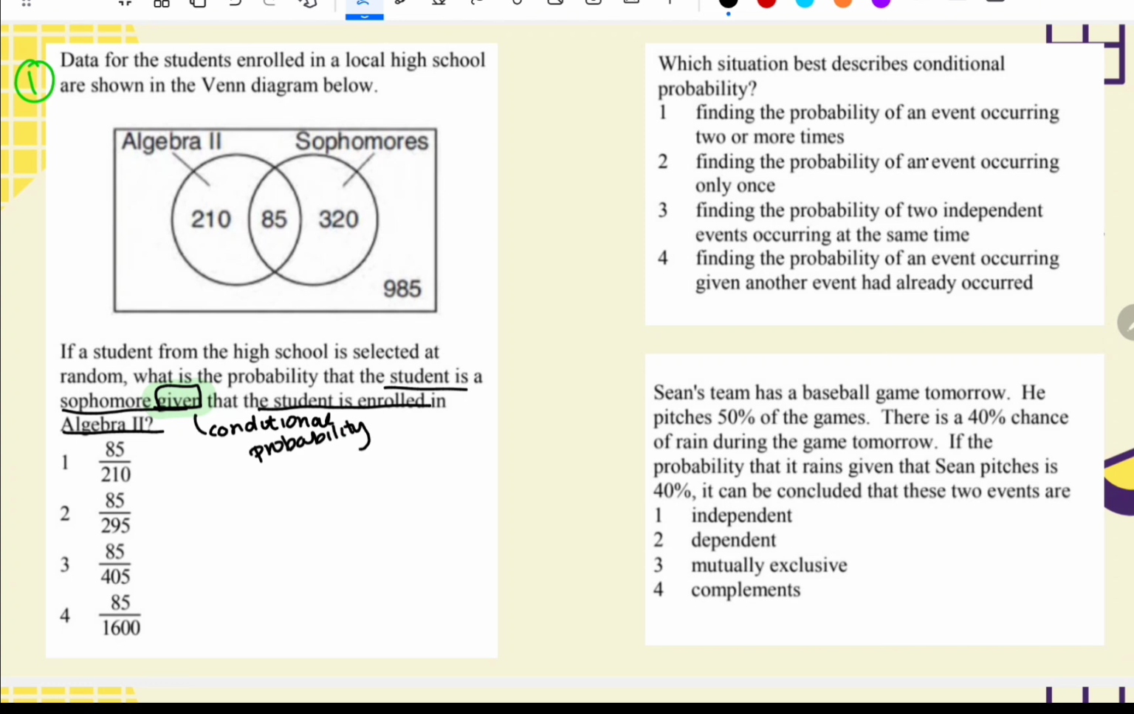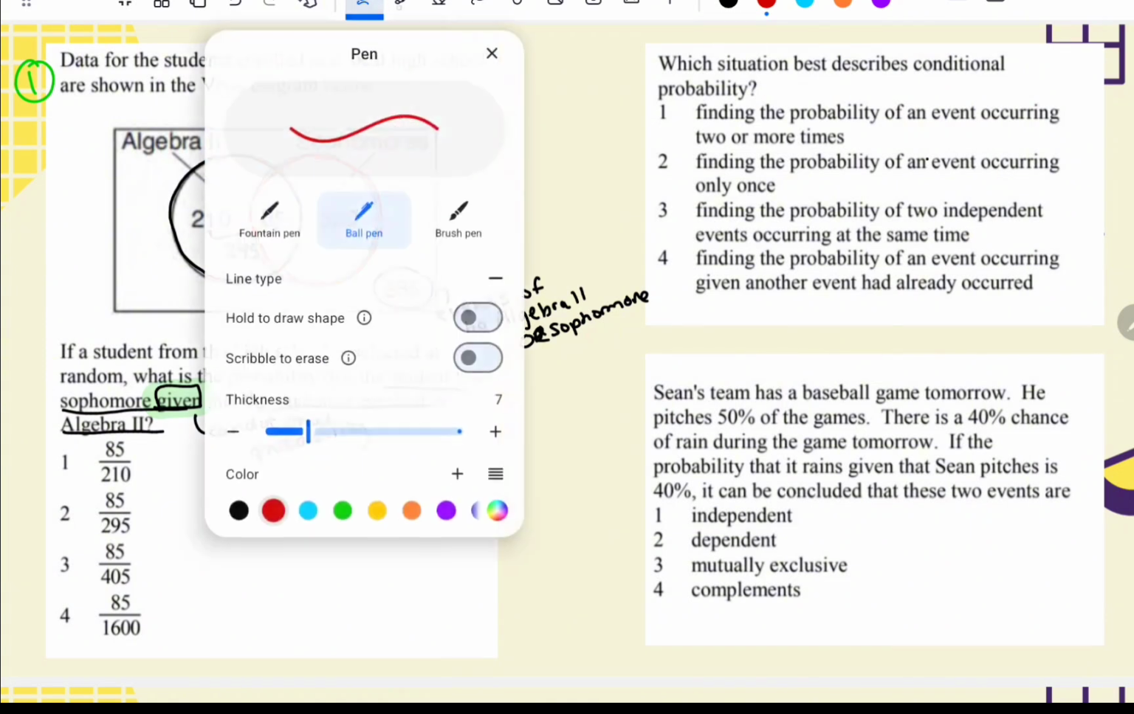So, we look back into our Venn diagrams. The number right here is the events of no Algebra 2 and no sophomore. They are either not Algebra 2 students or not sophomores. So that's the first part. This part symbolizes students that are in Algebra 2. There are 295 students in Algebra 2. This part right here, I'm going to do it in a different color, represents students that are all sophomores.